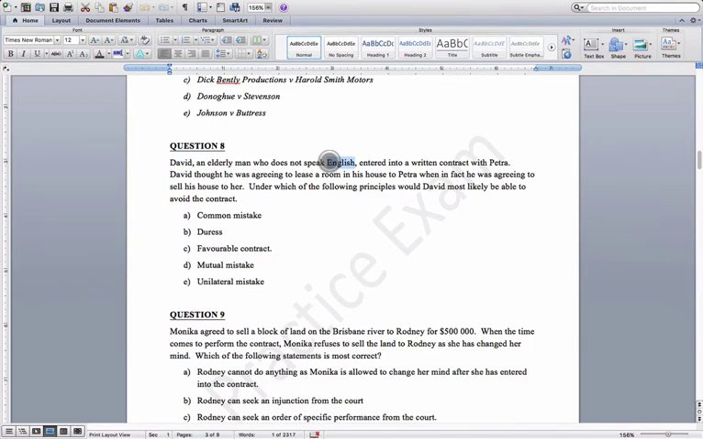Well, he doesn't speak, and so therefore I presume he doesn't read English. Was he mistaken about a fundamental aspect of the contract? Well, he thought he was leasing a room, but he was selling her his house. That's fundamentally different. I still think David's going to have a hard time showing this in the real world, but out of all of these, unilateral mistake is the one most likely to allow him to get out of this contract. Unilateral mistake, non est factum. So that would be my answer for question 8.